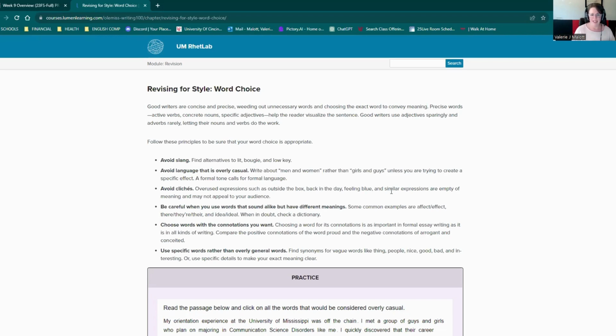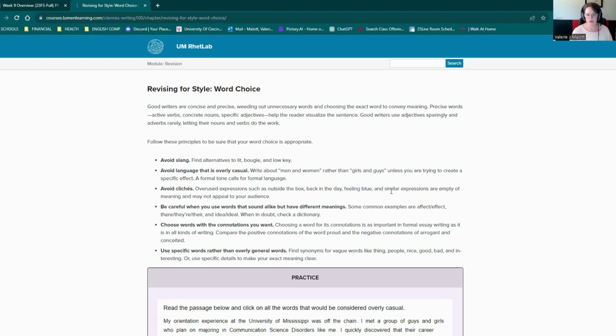You want to avoid things like cliches, overused expressions, that kind of thing that might not be appealing to your audience. And also be careful when you use words that sound alike but might have different meanings. So you want to be clear on things like affect and effect, there, idea, ideal, lay, and lie. If you're in doubt, you can always look things up on the internet. The internet is fantastic for this, and you'll find a good grammar website that will offer you some help.